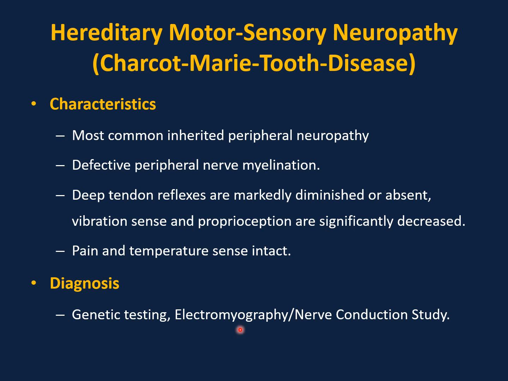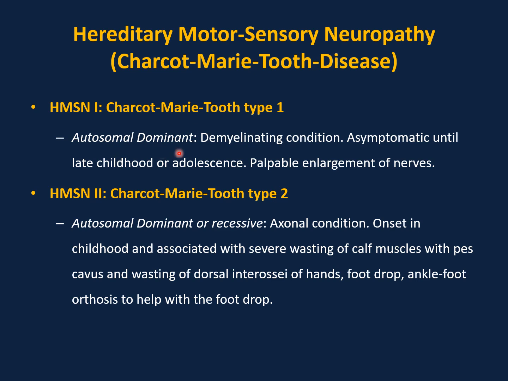Diagnosis: genetic testing, electromyography, nerve conduction studies. Charcot-Marie-Tooth type 1, autosomal dominant, demyelinating condition, asymptomatic until late childhood or adolescence. Physical exam will be significant for palpable enlargement of the nerves.